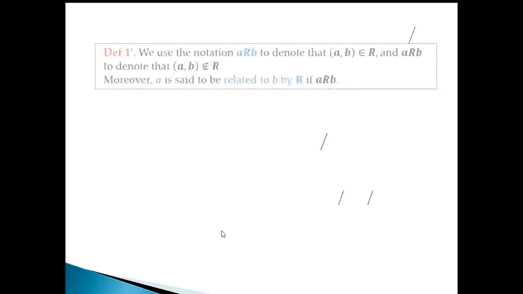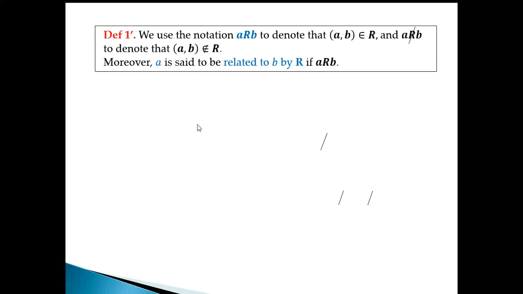Clear? Okay, so now next comes the next definition: we use the notation aRb, meaning a is related to b, to denote that the ordered pair (a, b) belongs to R. So if the ordered pair (a, b) is in R, we can say that element a is related to element b. And if an ordered pair does not belong to our relation, it means that a is not related to b, right?